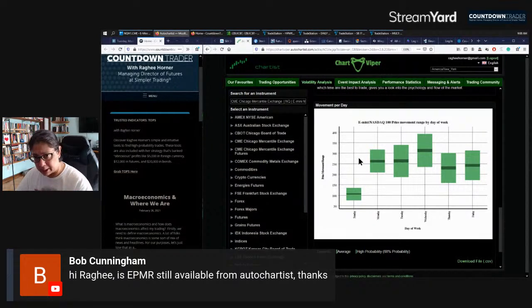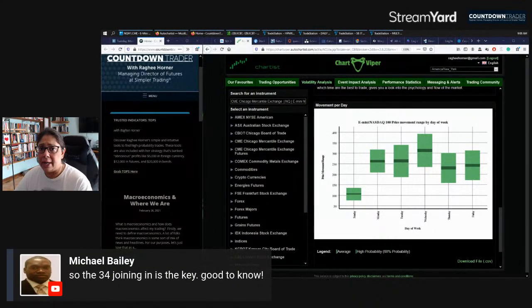I've implemented the expected price movement range mostly into my day trading. But yes, it's still available through AutoChartist. You bet.